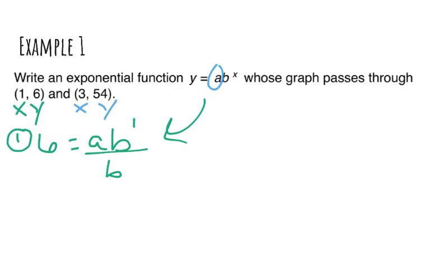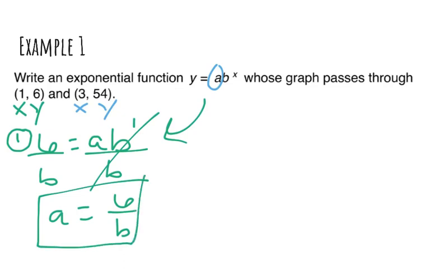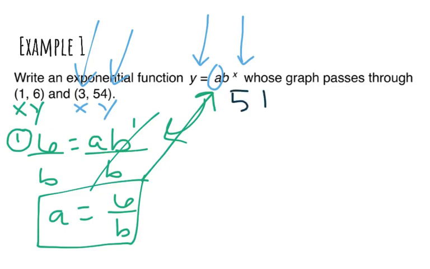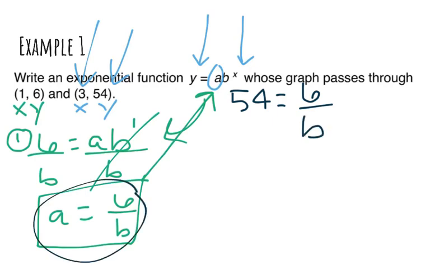So to do that, let's divide by b, and I get a equals 6 divided by b. Now I don't have a nice easy number, but that was impossible because I had 2 variables in an equation. But that's okay, because now in step 2, I can take this x and y and plug it in, 3 for x, 54 for y, and for a, I'm going to use this value right here. So let's write that out. 54 equals a, which I'm substituting from down here, times b to the x power, which is 3. And now we can solve this.